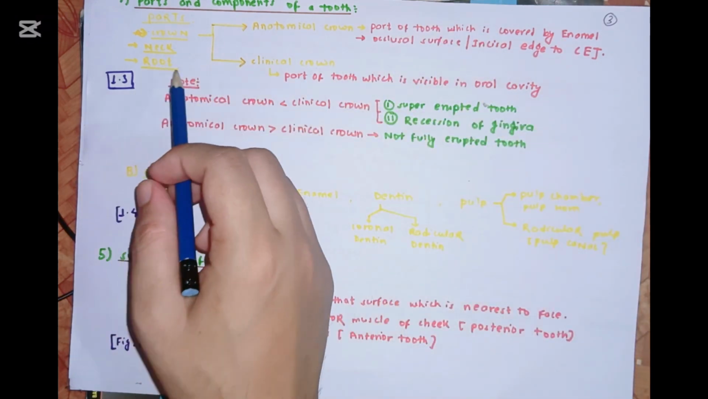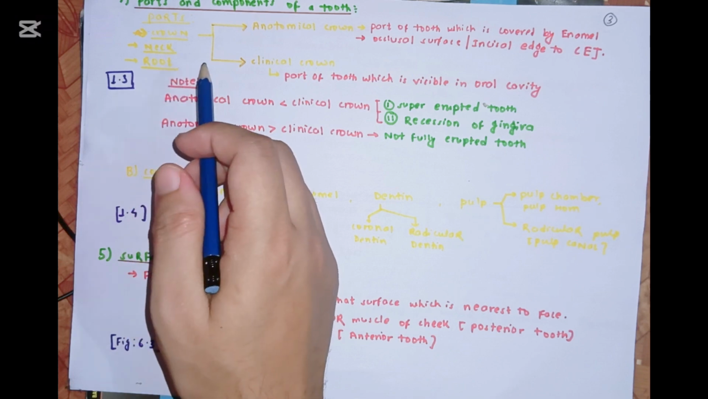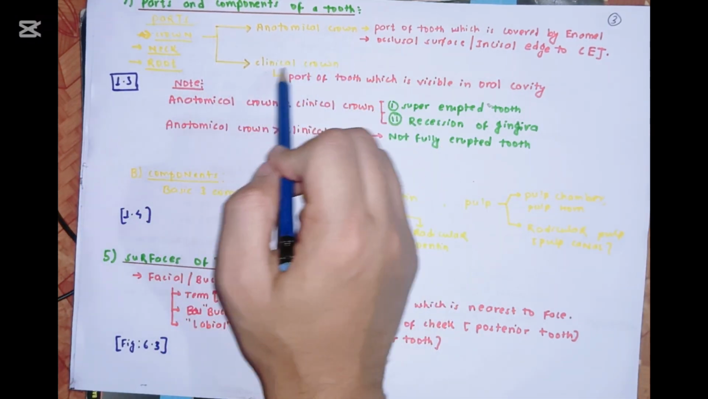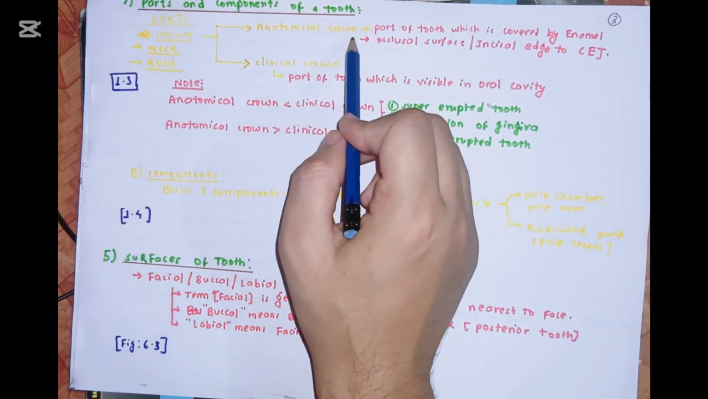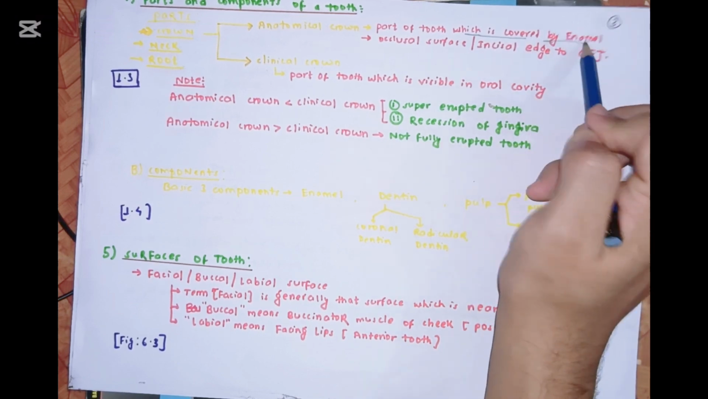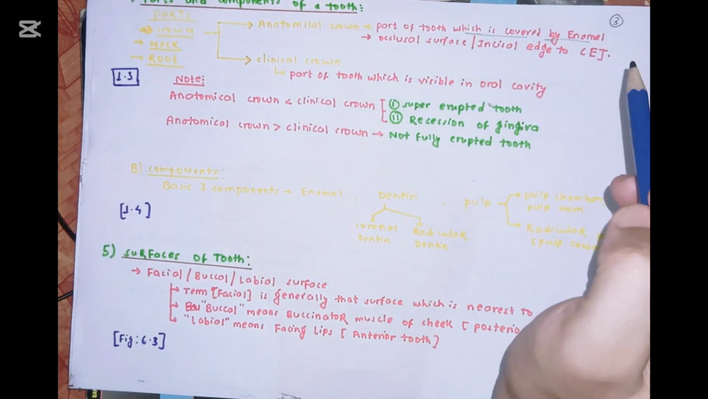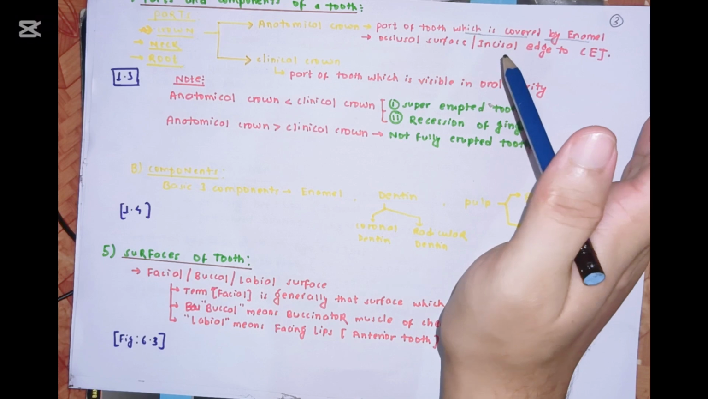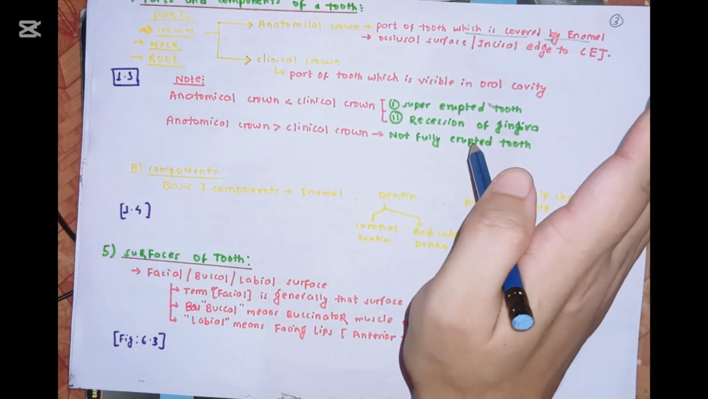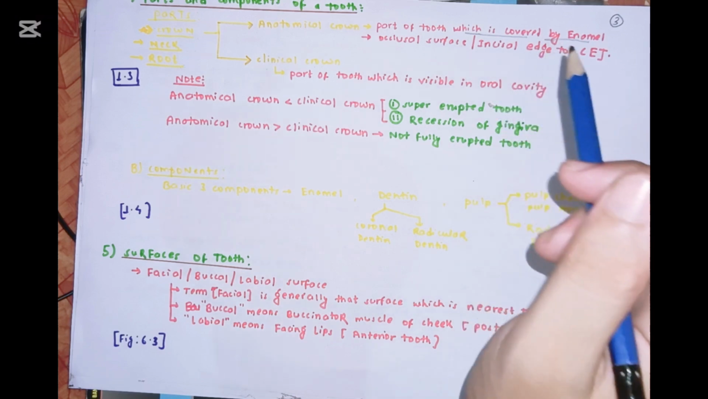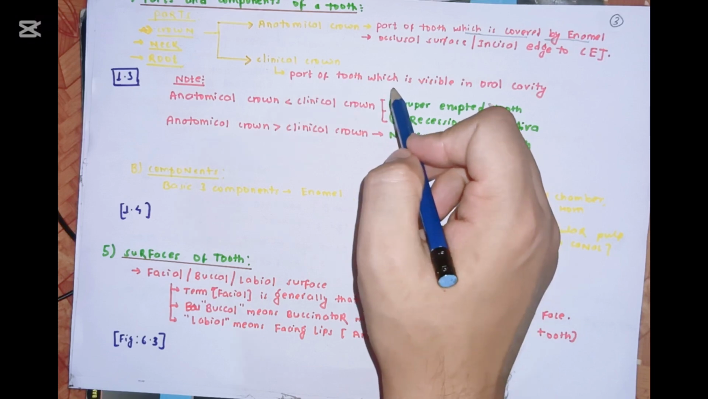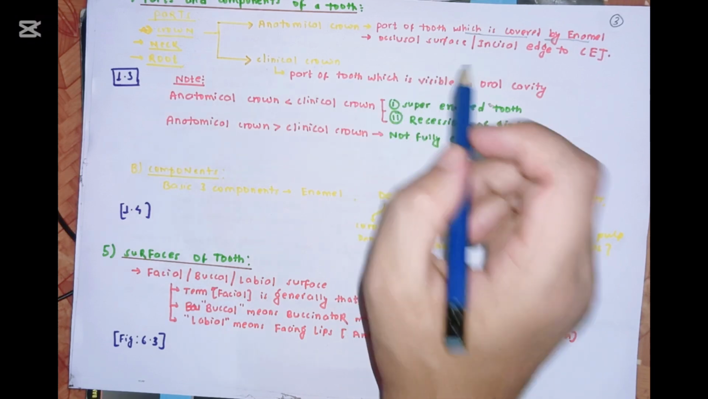So here I want to focus on one point: the crown is divided into the anatomical crown and the clinical crown. An anatomical crown is that part of the tooth which is covered by the enamel. Simply, we say that it is covered by the enamel whether it is visible or not visible. That is not a matter of concern here. We only say that it should be covered by the enamel. That portion of the tooth that is covered by the enamel is the anatomical crown.